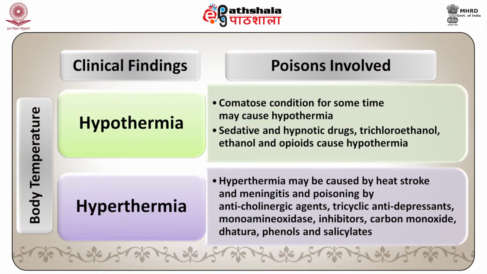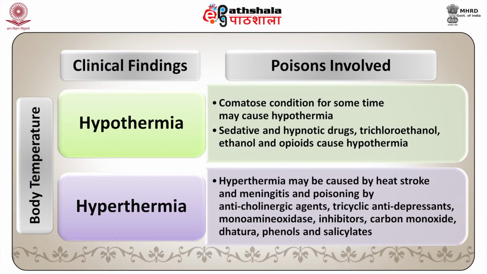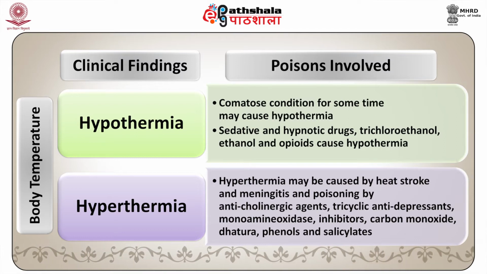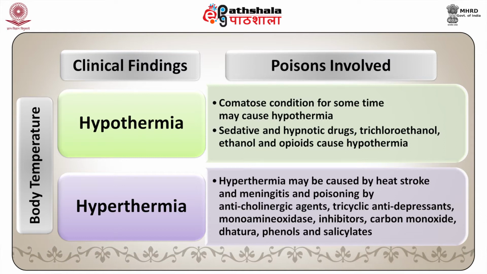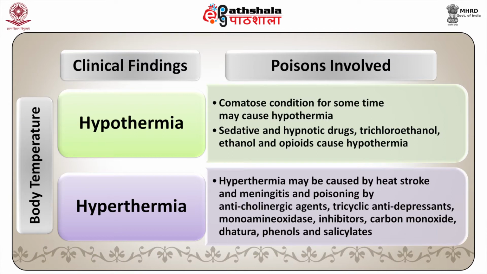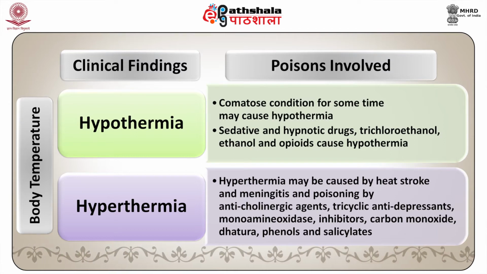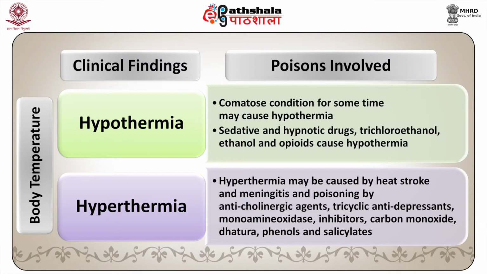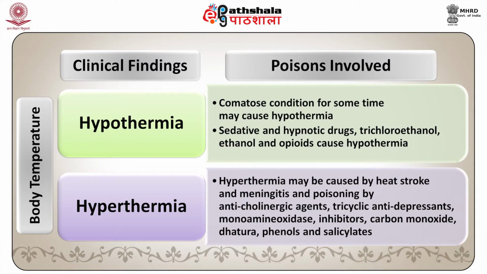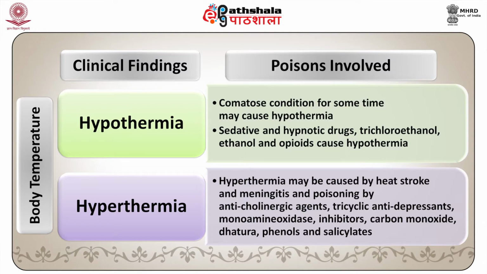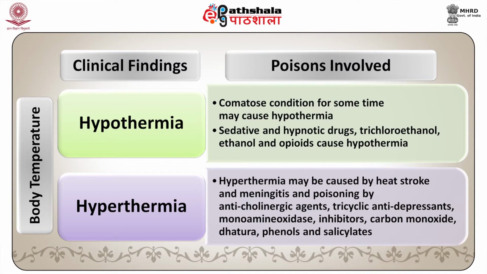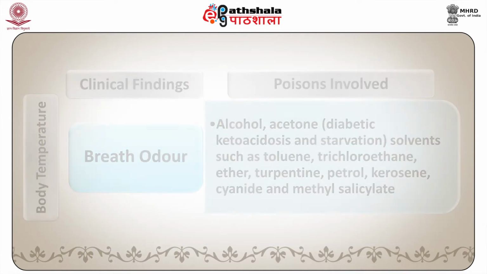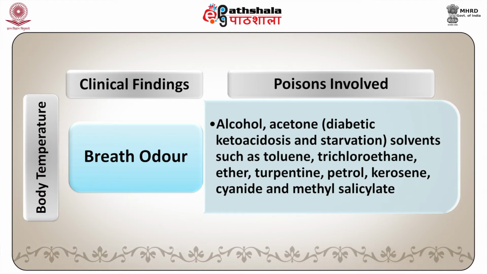Next, the changes in body temperature. If it is a case of hypothermia, then the comatose condition for some time may cause hypothermia. The sedative and hypnotic drugs such as trichloroethanol, ethanol and opioids also cause hypothermia. Next is hyperthermia. Hyperthermia may be caused by heat stroke and meningitis and poisoning by anticholinergic agents, tricyclic antidepressants, monoamine oxidase inhibitors, carbon monoxide, dhatura, phenols and salicylate. Next is breath odor, that is the odor in your breath.